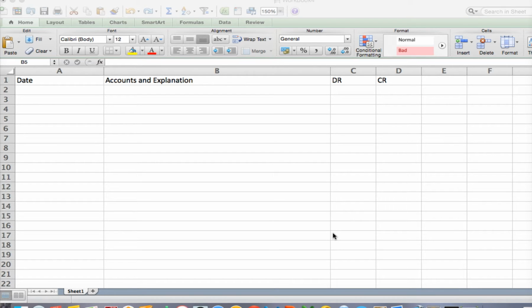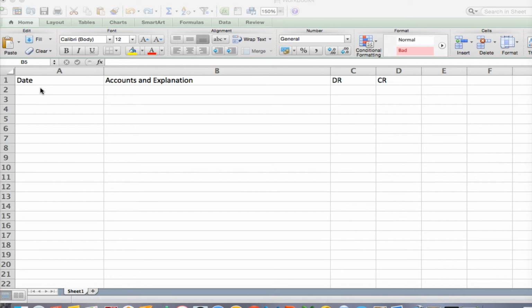How do we account for if an owner is wanting to invest or put some capital into the business? So let's say we have an owner and his last name is Adams. His capital account would be called Adams Capital. And he wants to put $10,000 into the company. So what would that look like?